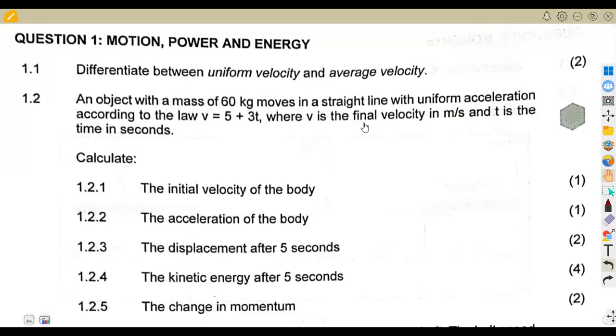We are still on our engineering science N3, and this is motion, power and energy from the question paper, which was written in November 2023 exams. So we want to see how we are supposed to attempt these typical questions.